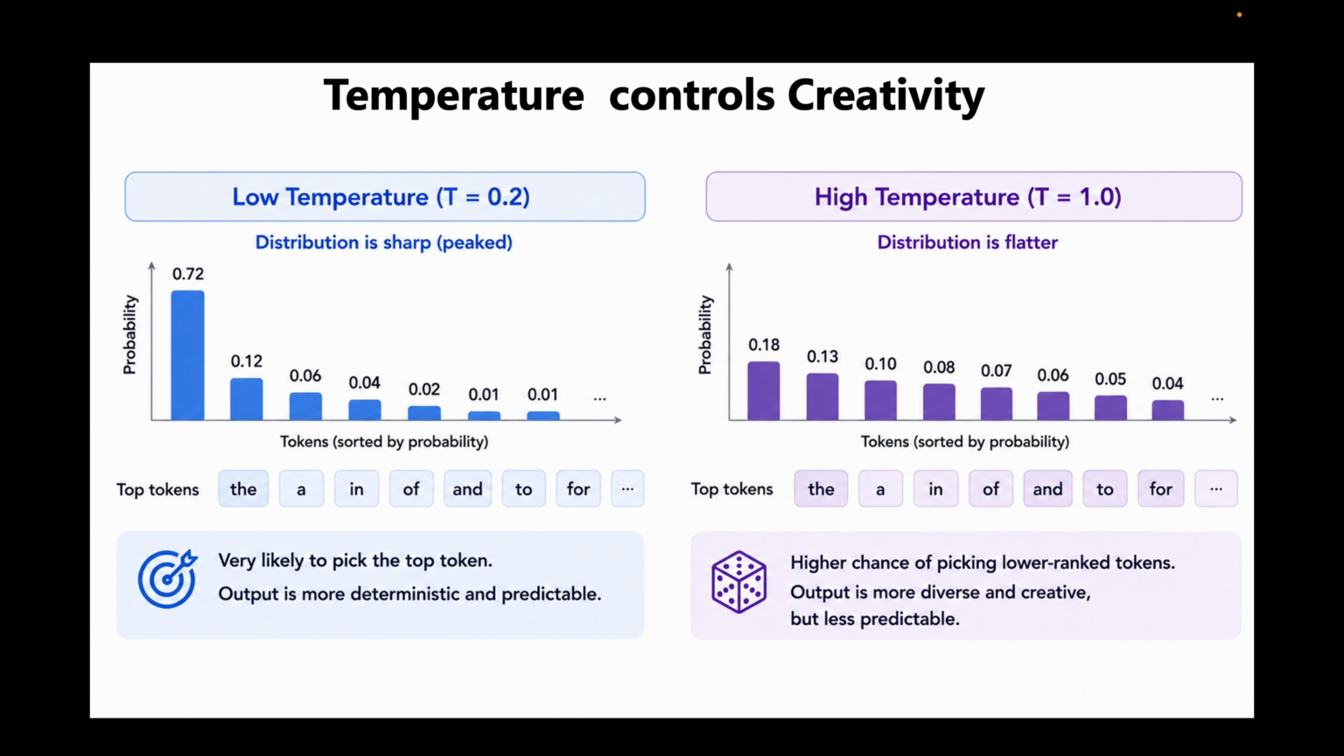On the right side, you see an example of a high temperature, which is 1. The probability distribution is much flatter. Instead of one token dominating, several tokens have similar probabilities. As a result, the lower ranked tokens now have a much higher chance of being selected. And this is good for use cases where we need more diverse and creative responses, such as creative writing, brainstorming ideas, story generation, any marketing material generation, generating multiple alternatives for a problem, etc.